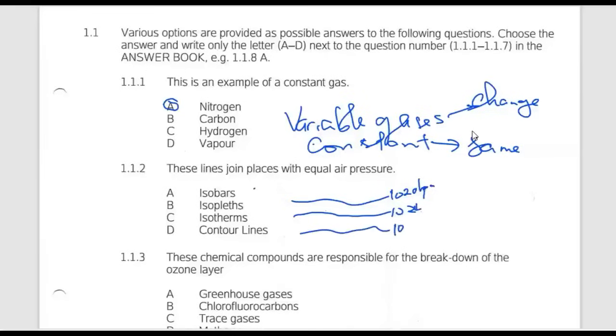And maybe this is 1028. These are the lines that we refer to when we are reading our synoptic weather maps. And these lines basically connect places of the same pressure. What do we call them? We call them isobars. That's the correct response for that particular question.